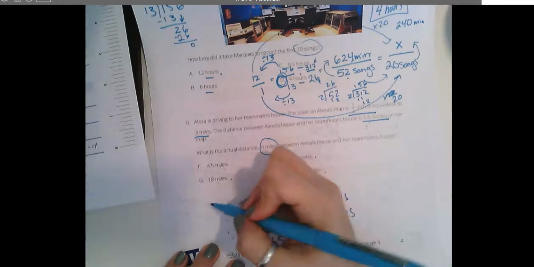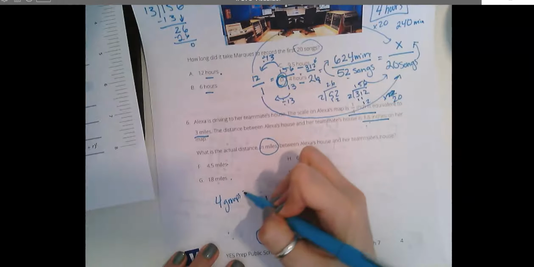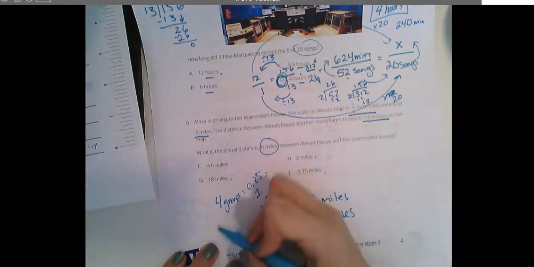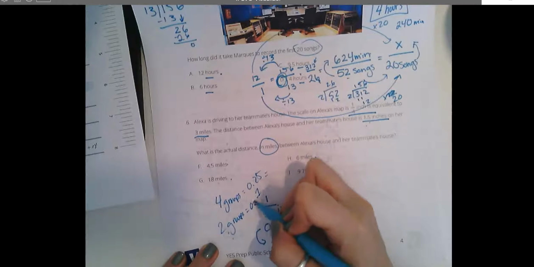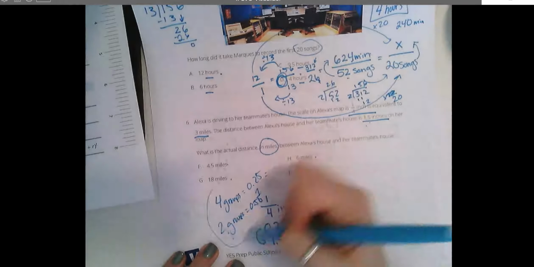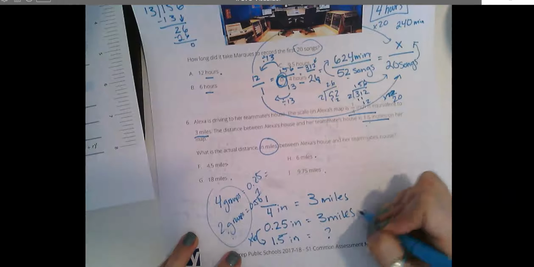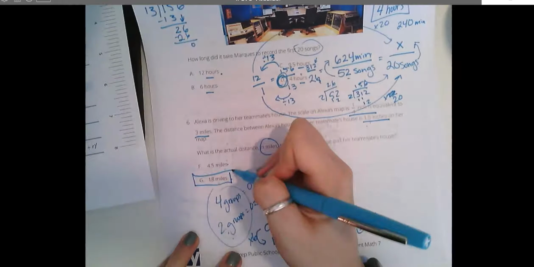Well, let's see. I know that 4 groups of 25/100ths equals a whole, and 2 groups is going to be 50/100ths. So in total, I need 6 groups, or times 6. 3 times 6 is 18. It's going to be 18 miles between Alexa's house and her teammate. Moving on.